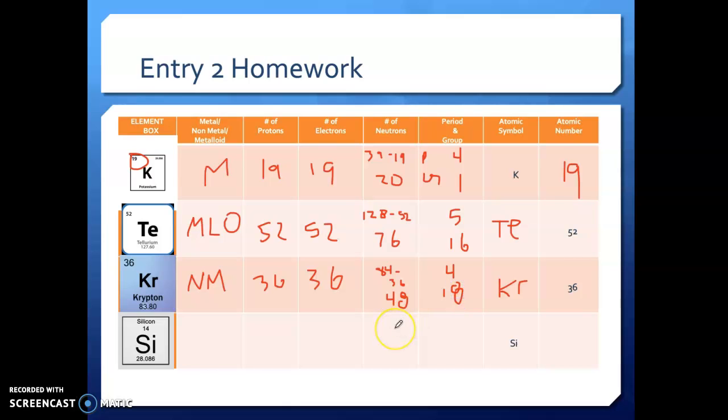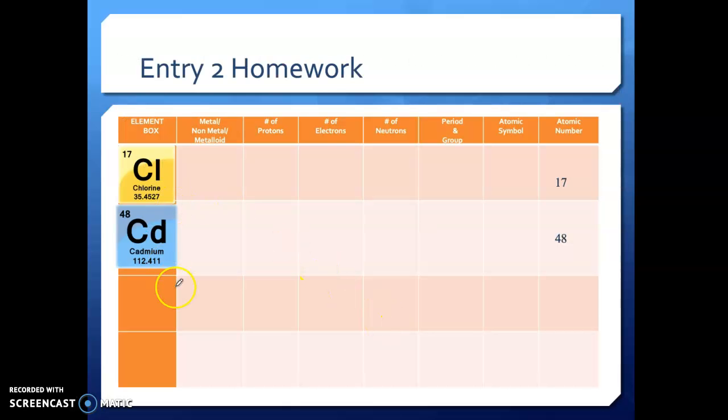So you only have 3 left here, silicon, and then chlorine and cadmium as well. Okay, why don't you try those, and let me know if you have any questions.